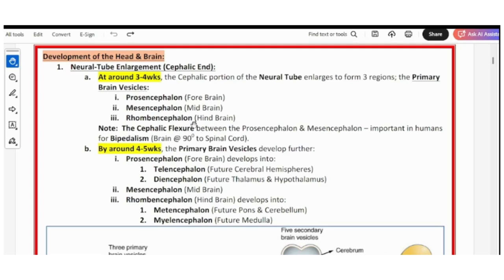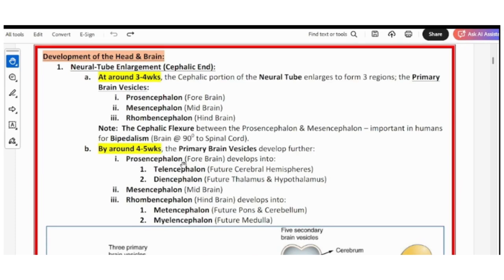Now, there is a fissure between prosencephalon and mesencephalon. This is important in humans for bipedalism. Here, the brain is at 90 degrees from the spinal cord. Alright. Now, by 4 to 5 weeks, these primary brain vesicles develop further.